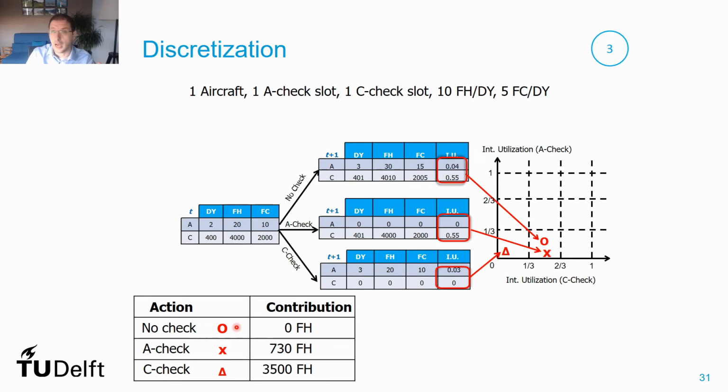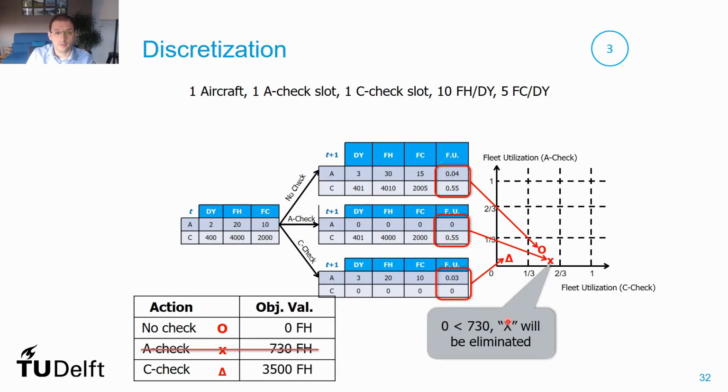So the no check, I'm not performing any maintenance, so I don't have any interval loss, so the contribution is 0. But if I do the A check, the contribution is the loss interval that I do have, in this case, for the A check. So I lose a lot because I only have used 20 flight hours of this A check interval. So 730 flight hours is my interval loss. So when comparing these two solutions, I'll opt to disregard the one from the A check. And in my forward induction, I'm going to continue only exploring the option no check and the option C check because it's in a different segment.